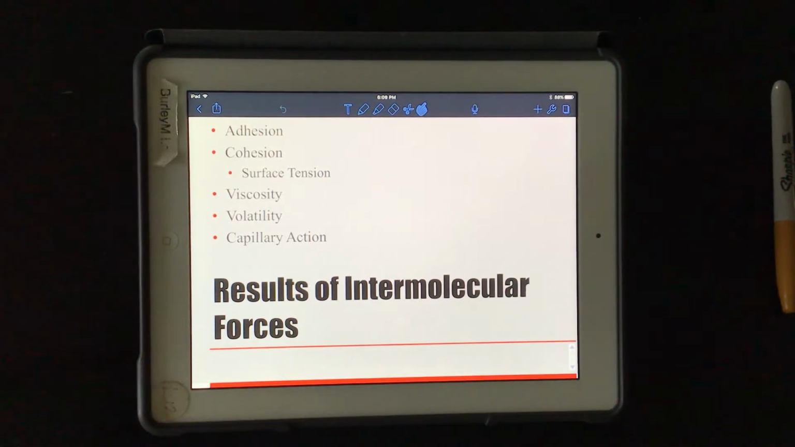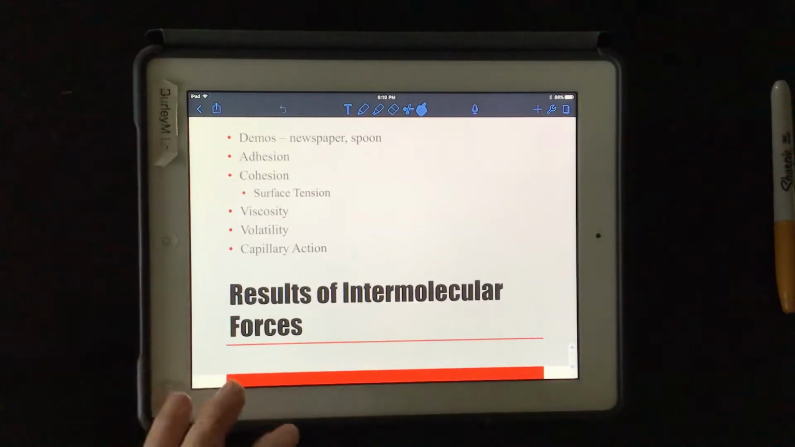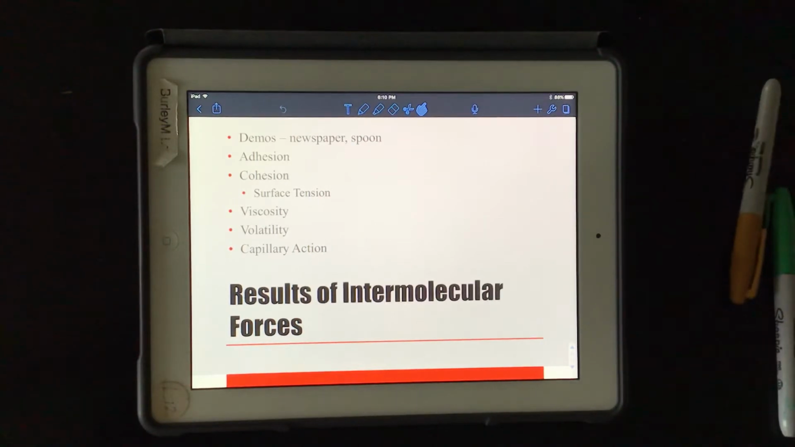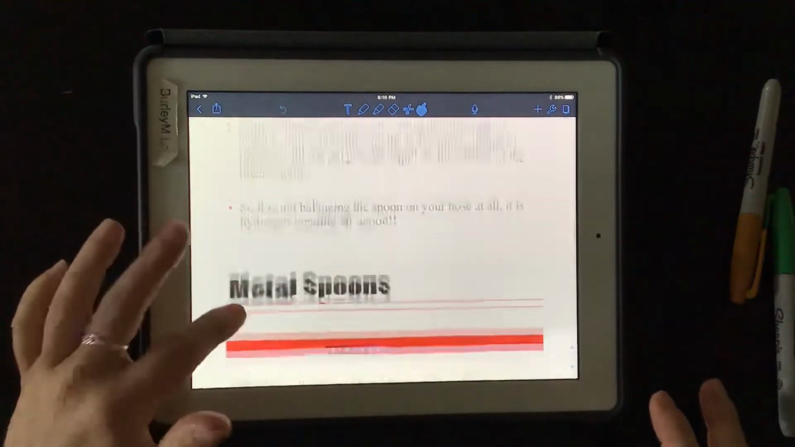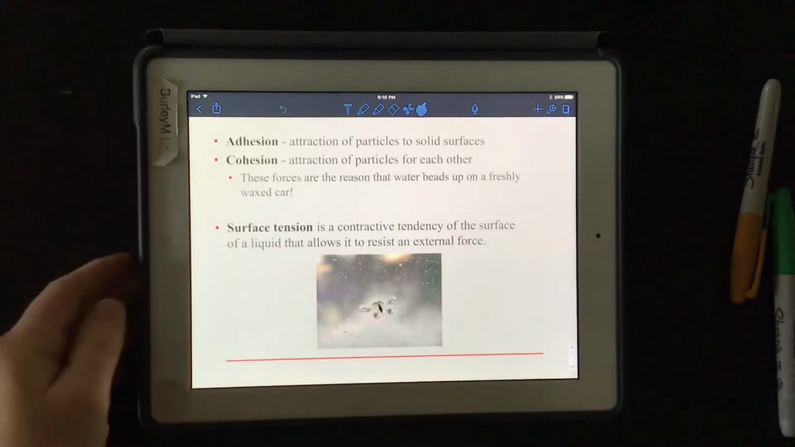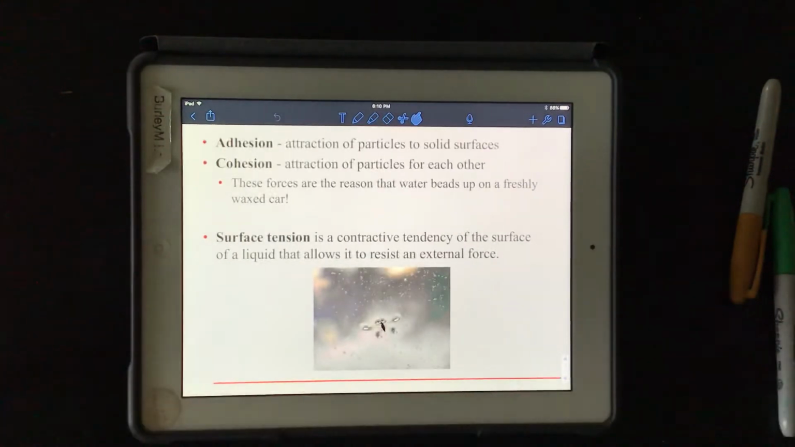Everyone, in this video we're going to be talking about the results of intermolecular forces and what effect that has on physical properties of various substances. You can follow along on page 5 of your packet of fun to fill in some notes as we go through this. The first thing is adhesion and cohesion.